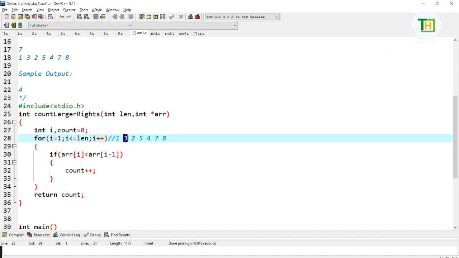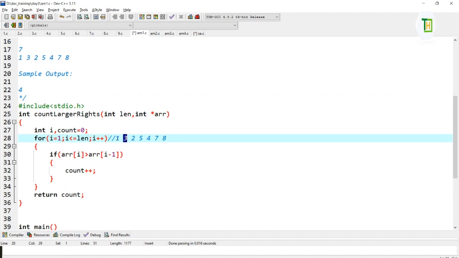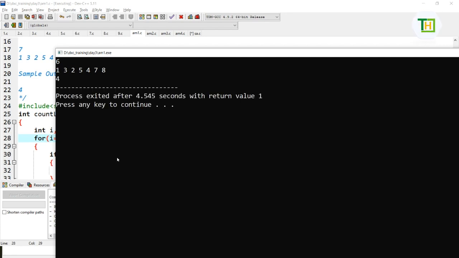Now I'm going to check arr of i, that means 3. I have to check if 3 is greater than arr of i minus 1, not less than, I have to check here. If the 3 is greater than the previous one, then we have to count it. For example, again I am going to check. This is the input 6 and this is the input, and the answer is going to be 4 here.